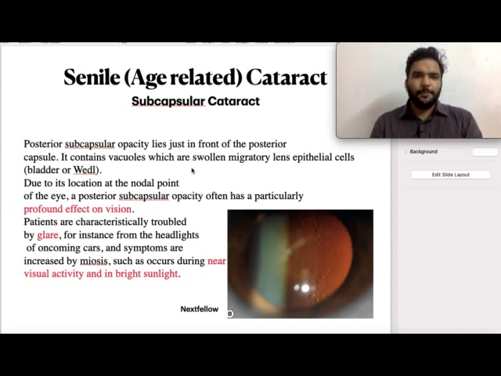It is age related. The key point about this type of cataract is that since it's central in location, posterior subcapsular cataract often has a particularly profound effect on vision. We have seen many patients with a little bit of posterior subcapsular cataract who have diminished vision, unlike a cortical cataract, in which there is a wedge shaped opacity somewhere in the periphery that doesn't affect their vision. The patients are particularly troubled when they approach the headlights of oncoming cars, like when they walk on the road at night, when a flash of light happens and they get glare.